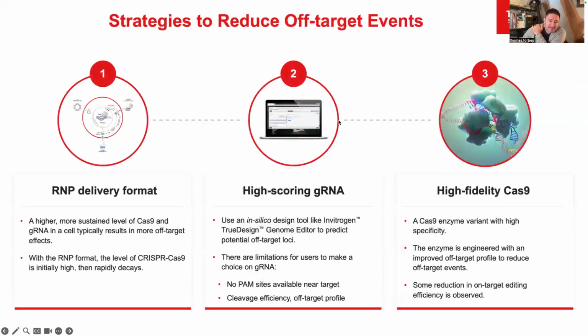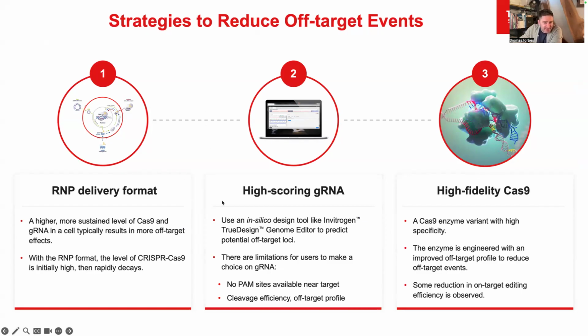Well, this slide is a nice overview, I think, of a couple of different strategies that are available to help reduce off-target effects. Starting on the left here, we've got an RNP delivery format. These RNPs, or ribonucleoprotein complexes, are basically a protein guide RNA complex. And the way they work is they provide an initial high level of CRISPR-Cas9, those molecular scissors, followed by rapid decay, right? And this transient approach helps minimize the risk of off-target generation.